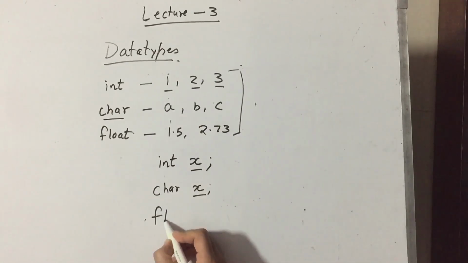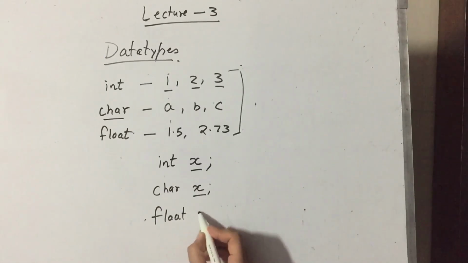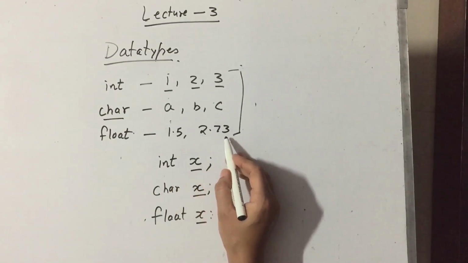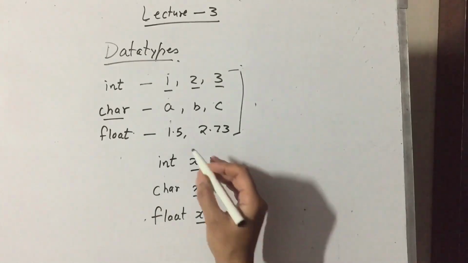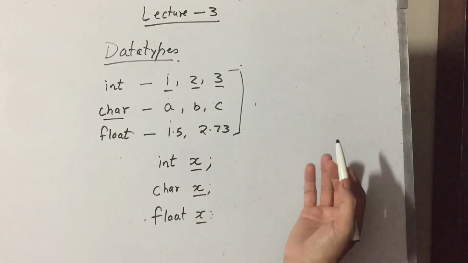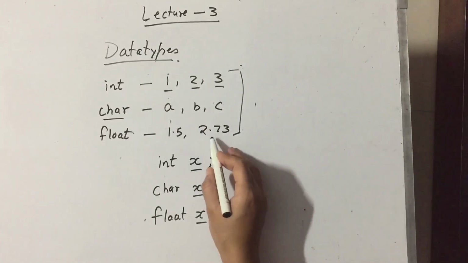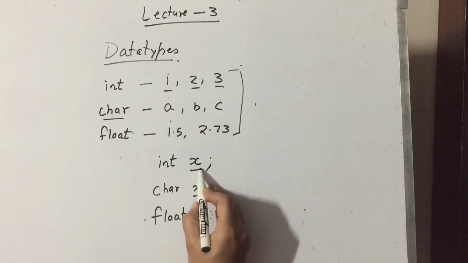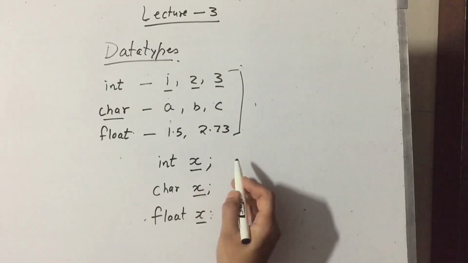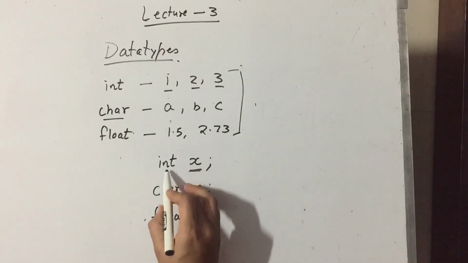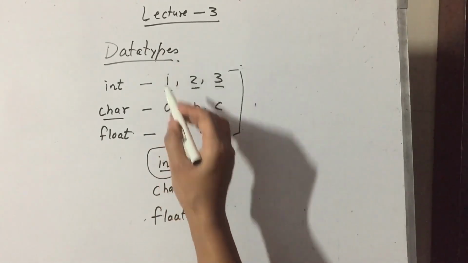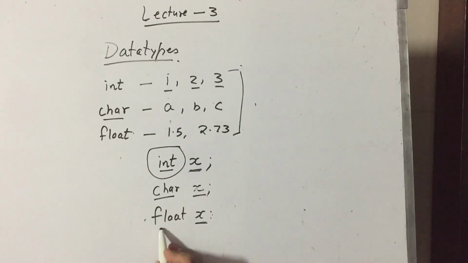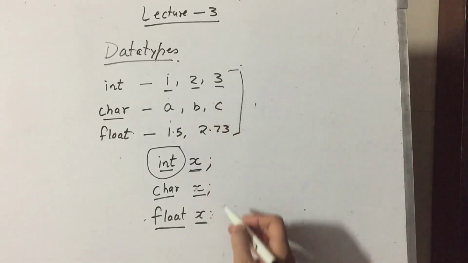If I say that the variable x is of the type float, it means x's value can be a decimal point or floating point value. X can be 1.5, 2.73, 3.47. So this is what is known as data type. X is a variable, or an identifier. What is x's type? Int. Int is what? Data type. X is a variable, type is character. X is a variable, type is float. So this gives you the basic idea.